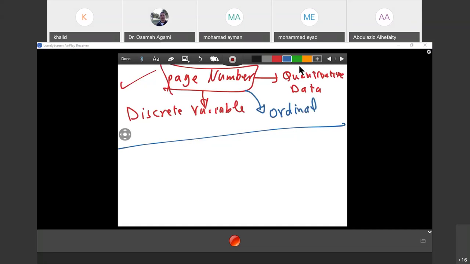Okay? Because the Bayes number in each box is ordered, right? So if I have only one Bayes, yes, it is nominal. But when I have from Bayes one to Bayes two, it will be what? Ordinal number, right? Okay.